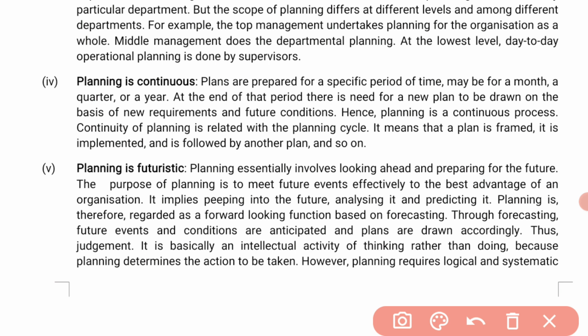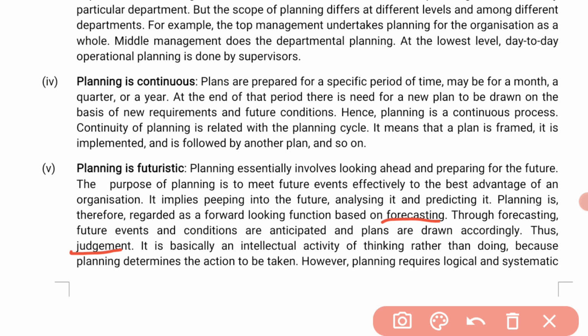It implies peeping into the future, analyzing it, and predicting it. Planning is therefore regarded as a forward-looking function which is based on forecasting. Through forecasting, future events and conditions are anticipated and plans are drawn accordingly. Thus, we can say it is a judgment.